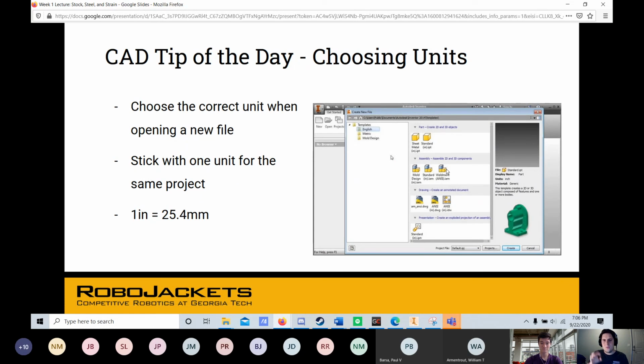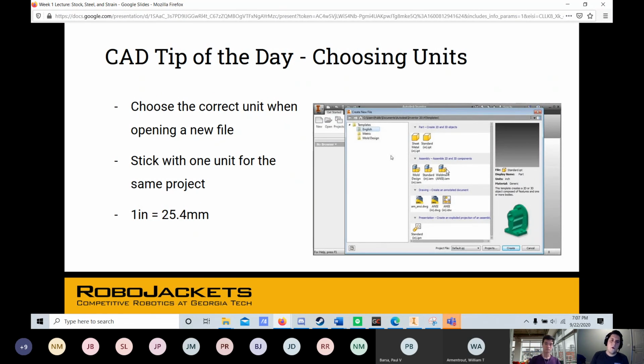Now that we're done with the material sciencey stuff, I want to talk about our CAD tip of the day. You might have run into this problem last week, right? You might have asked us, my part is in inches, you want this to be in millimeters. In order to change the unit itself, since most of RoboJackets works in inches, other than I think RoboCup, if I recall correctly, you might have to change units just for them.